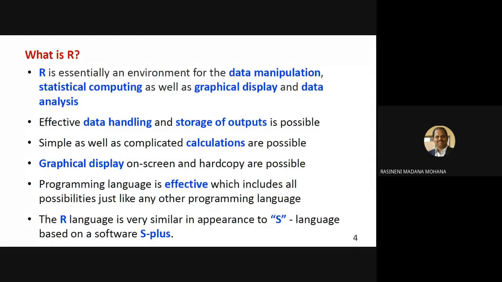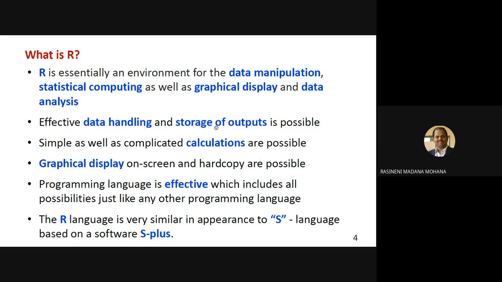First, quickly we will see what is R, and why we have to switch to R. So what is the importance of R in the current scenario? R is an essential environment for data manipulation, statistical computing, as well as graphical display and data analysis. So these are the major application areas where R is used and having more impact.